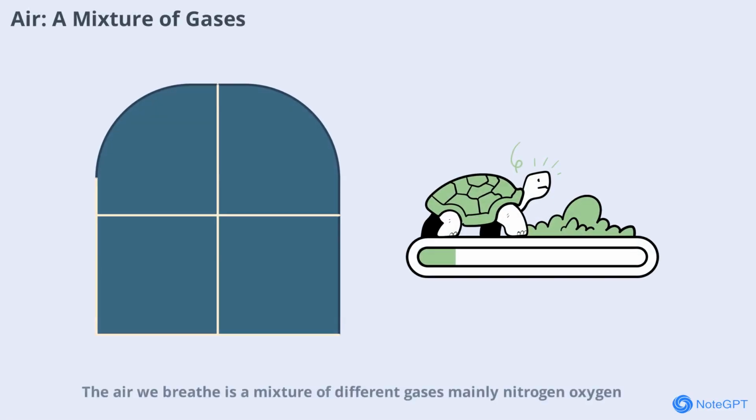The air we breathe is a mixture of different gases, mainly nitrogen, oxygen, and small amounts of other gases like carbon dioxide and argon. Each gas keeps its own properties and they are not chemically combined. This makes air a perfect example of a mixture in our environment.